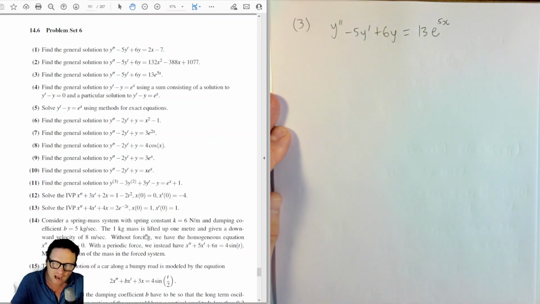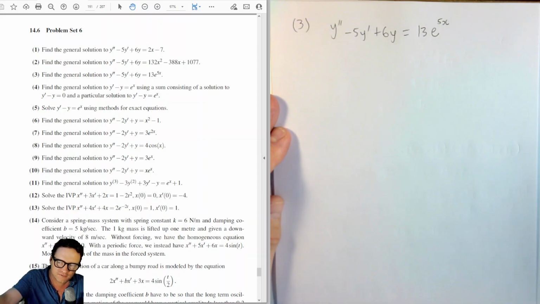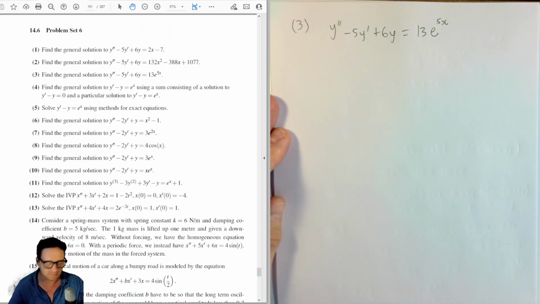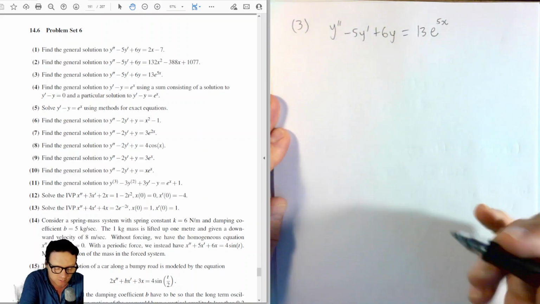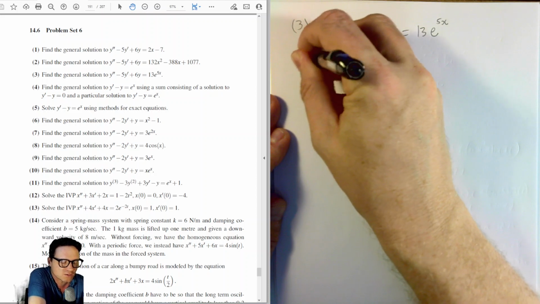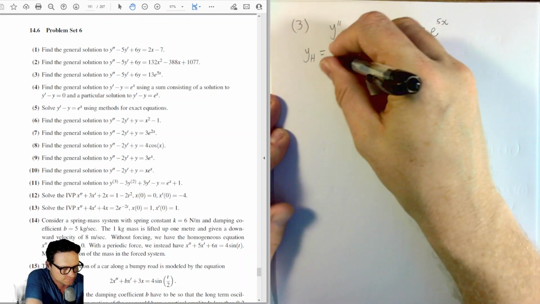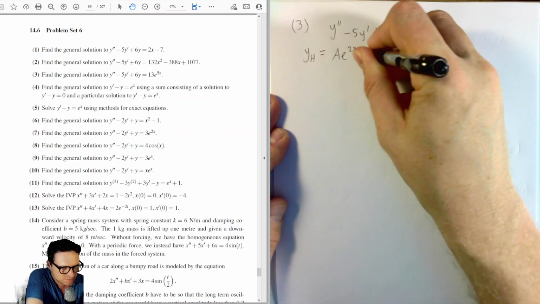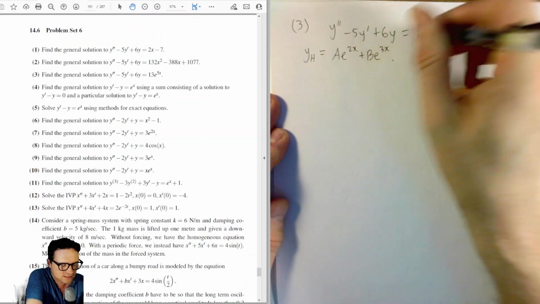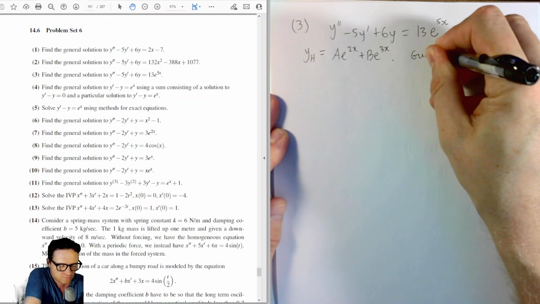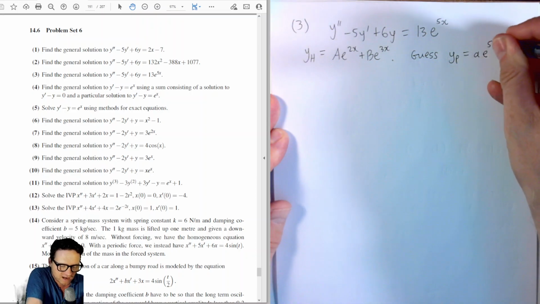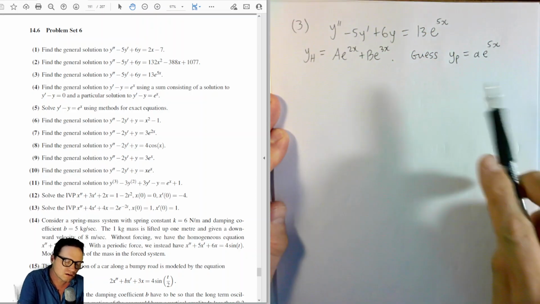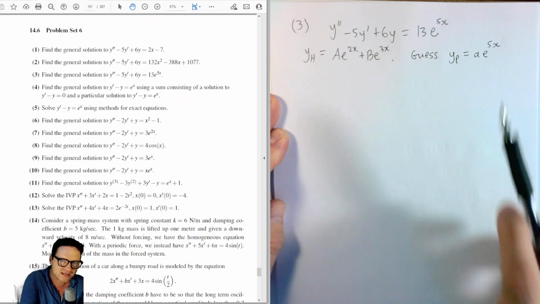Okay, so what we need to guess now is that the particular solution is an exponential function. We know that since we have the same left-hand side, we have the same homogeneous solution that we found previously. So y homogeneous is equal to a e to the 2x plus b e to the 3x, and we guess that yp is equal to lowercase a e to the power of 5x. Right, so something of the same form, but we don't know the lowercase a here.